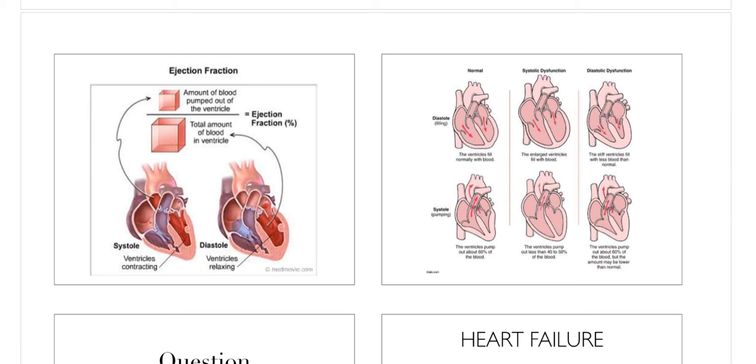But down here, you can see during the pumping, compared to a normal heart, it's not able to fully contract. That's because there's so much less muscle tissue compared to what we have in a normal heart over here.